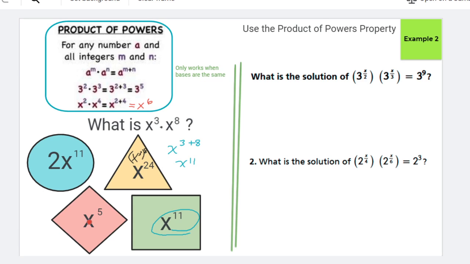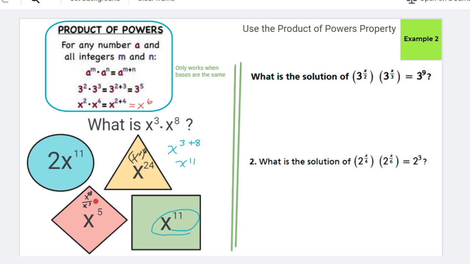Also, in a little while, you're going to learn about what's called the quotient property, which is when you have exponents stacked. So if I had x to the eighth divided by x to the third, I would subtract the exponents to get x to the fifth here.